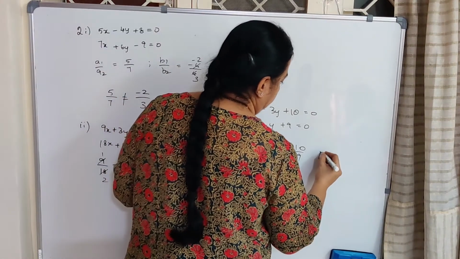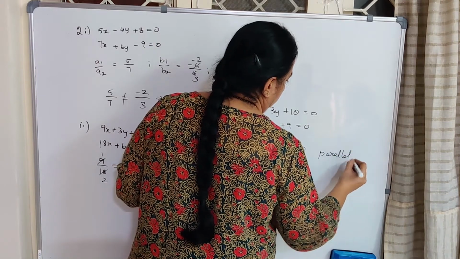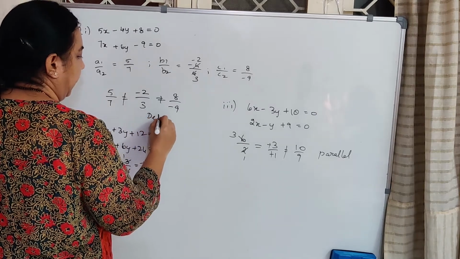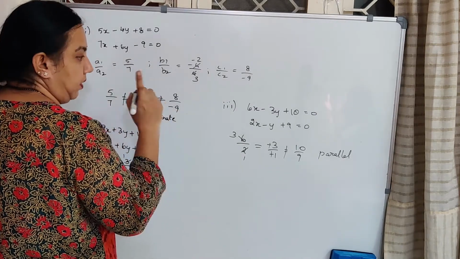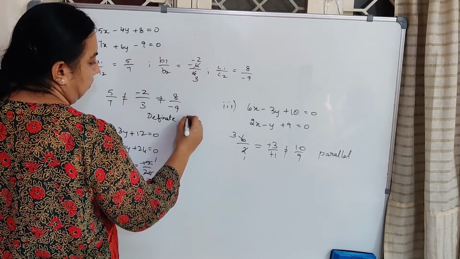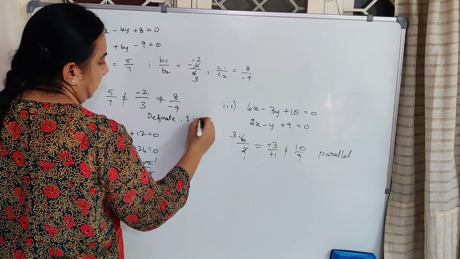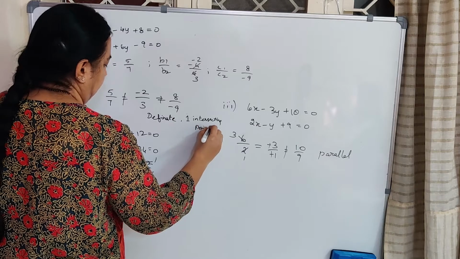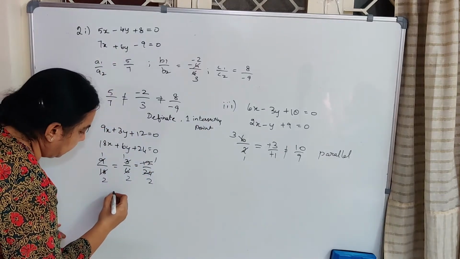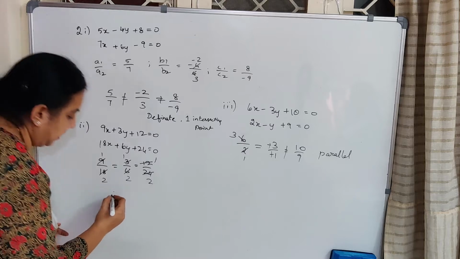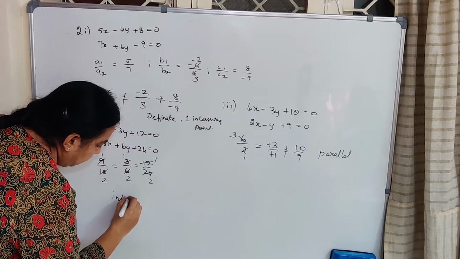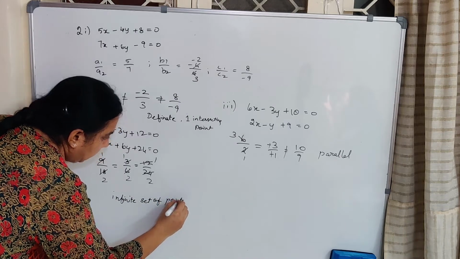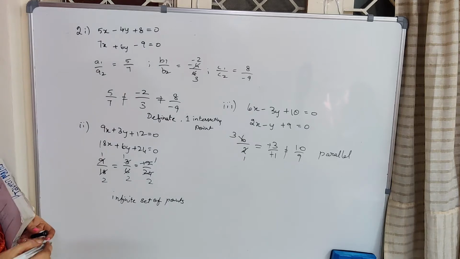So this is parallel lines. And the first is a definite answer, a single intersecting point, so it gives one intersecting point. And this second example, overlapping lines, so an infinite set of points. So all the three cases they have given, each with one example.